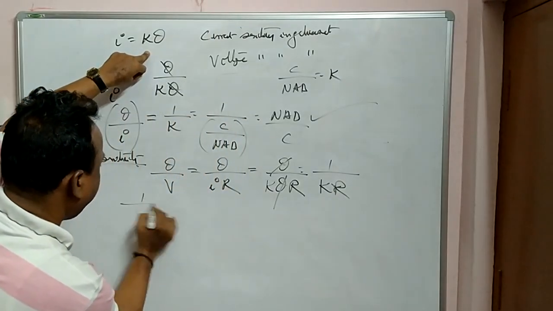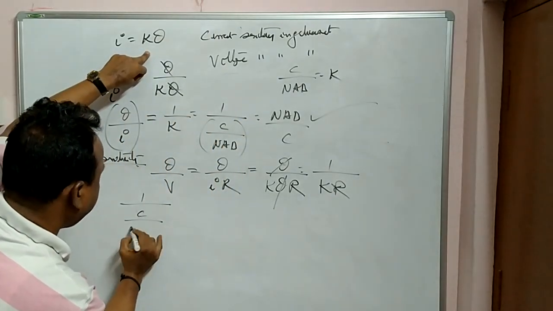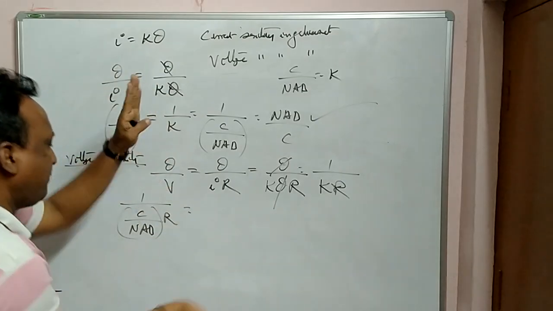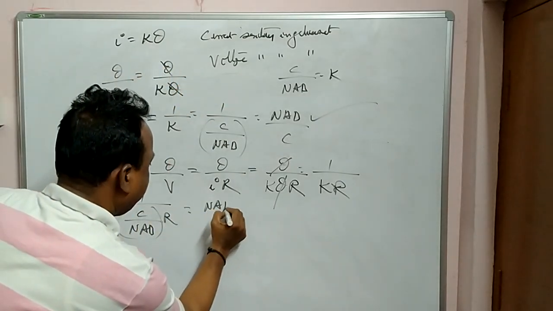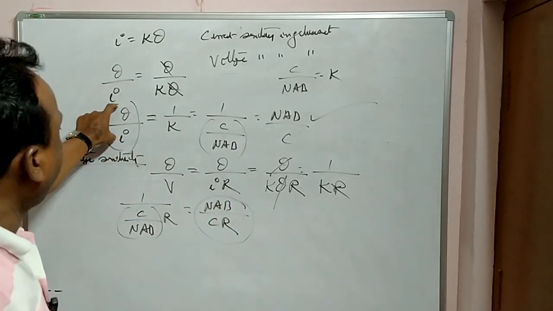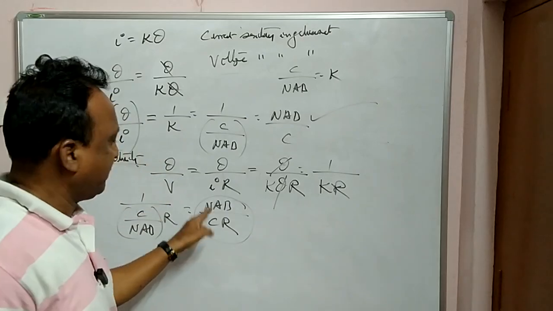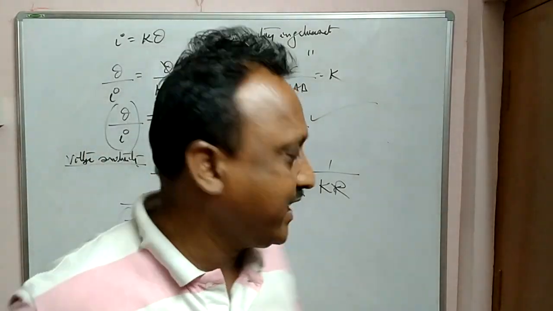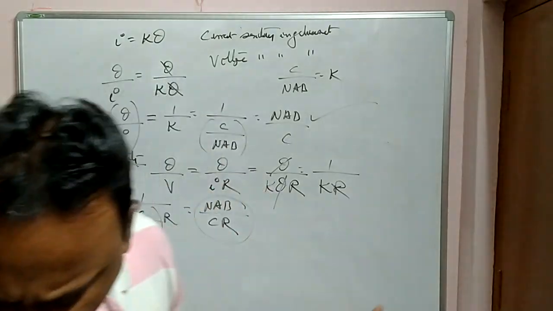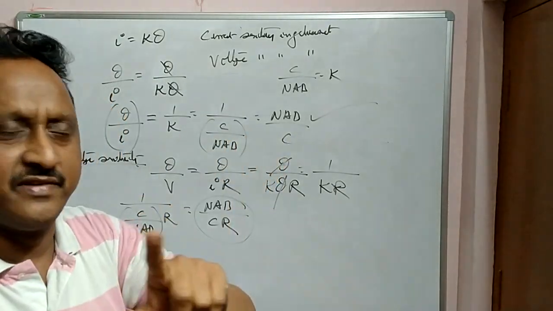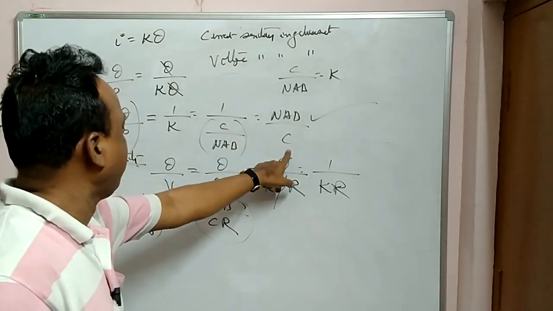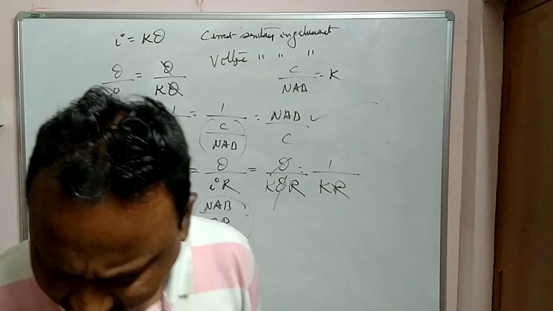Or 1 by K, what is K? C by NAB into R. So NAB will go to the numerator: NAB by CR. So again you can see the voltage sensitivity, that is theta by V, depends upon the number of turns, the area of the coil, the magnetic field, and of course the couple and the resistance. So these are the formulas you have to remember regarding voltage sensitivity and current sensitivity. Current sensitivity is NAB by C, and voltage sensitivity is NAB by CR.